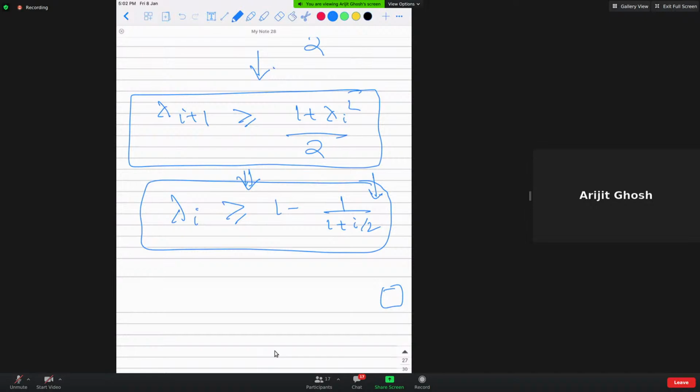Is everyone still with me? Yes, sir. So by the way, there is a standard way of manipulating this kind of recurrence inequality. It's not that hard.